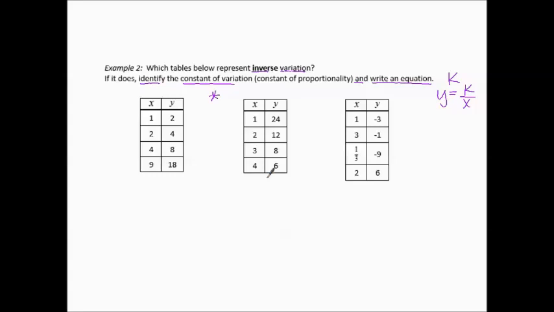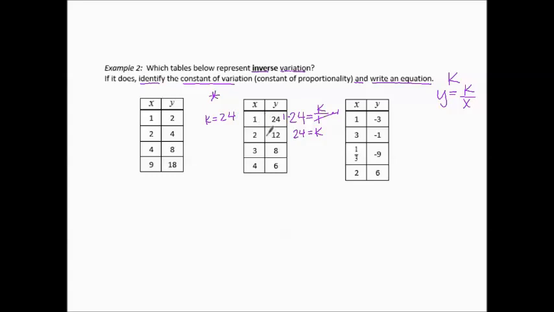So again, just like direct variation, I'm going to use y equals k over x to see if I get the same k for each pair of x and y. So when I write this, I'm going to substitute and write my y value, which is 24, is equal to, I don't know k, over my x value, which is 1. To solve for k here, I need to multiply both sides by 1 so that my 1's cancel. So I get 24 is equal to k. So for my first one here, k is equal to 24.